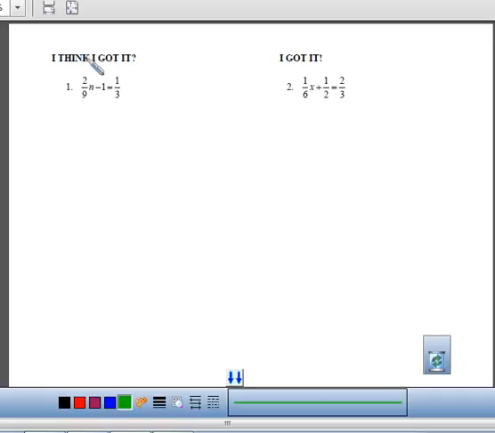I think I got it. The answer is n equals 6. For the I got it, the answer is x equals 1. I've checked mine and they work, so don't worry, this isn't a trap where I'm giving you a wrong answer and hoping that you catch my mistake. This is so for you to practice and hopefully understand it.